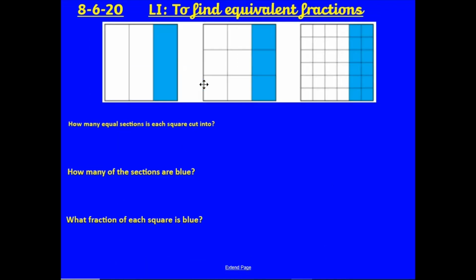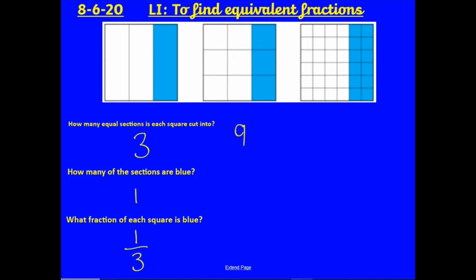Let's have a look at another one here. So let's look at this one. How many equal sections is a square cut into? Notice equal sections. There are 3. How many are blue? There's 1 of those 3 parts is blue. So what fraction is this? It's 1 part out of the 3, or 1/3.